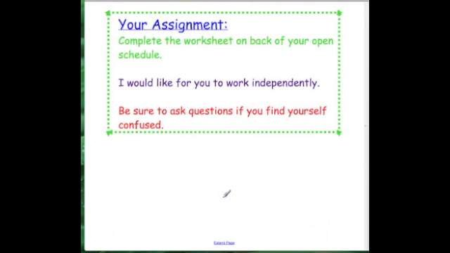Your assignment for today is to complete the worksheet on the back of your open schedule. I would like for you to work independently on this, and be sure to ask questions if you find yourself confused.